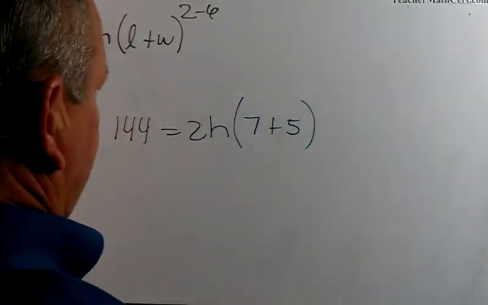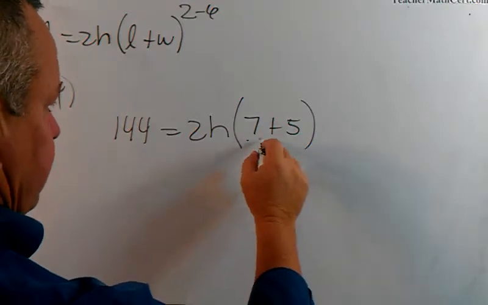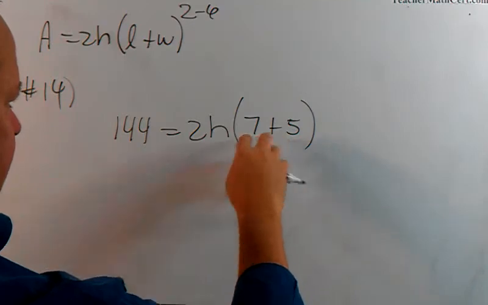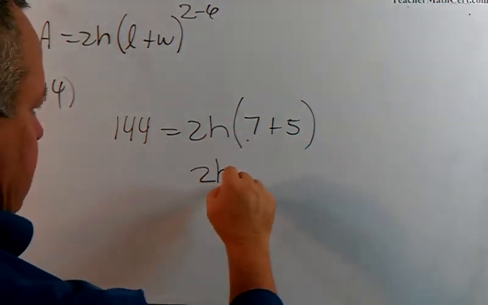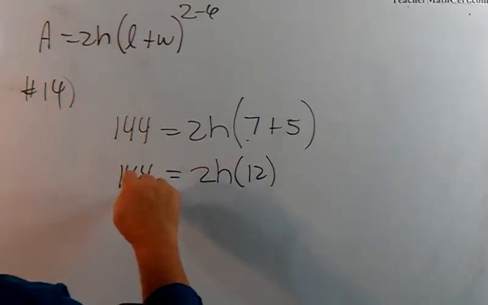Alright, so first thing we can do here is what? Parentheses, right? But what's inside the parentheses? We can do something inside this parentheses, correct? You can add these two. So we've got 2H times 12 is equal to 144.